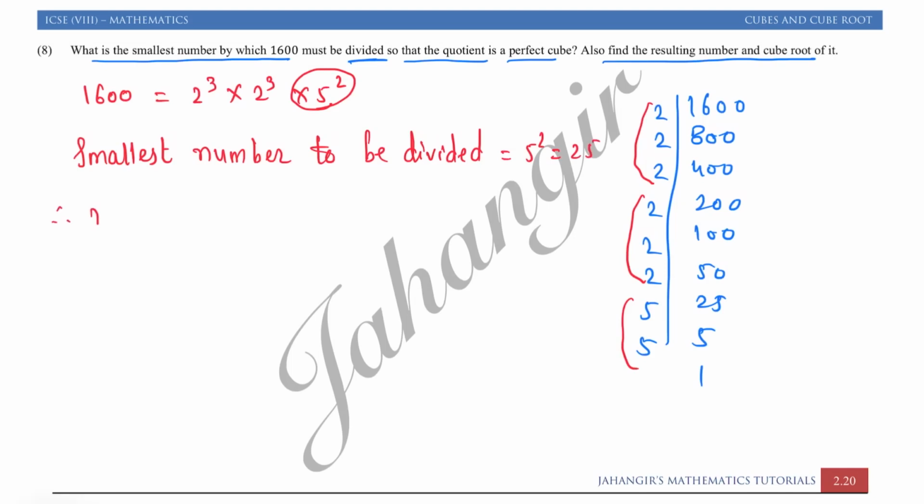So therefore the resulting number is 1600 divided by 25. So 1 ones are, 4s are 64. So therefore the cube root of the resulting number is 4.